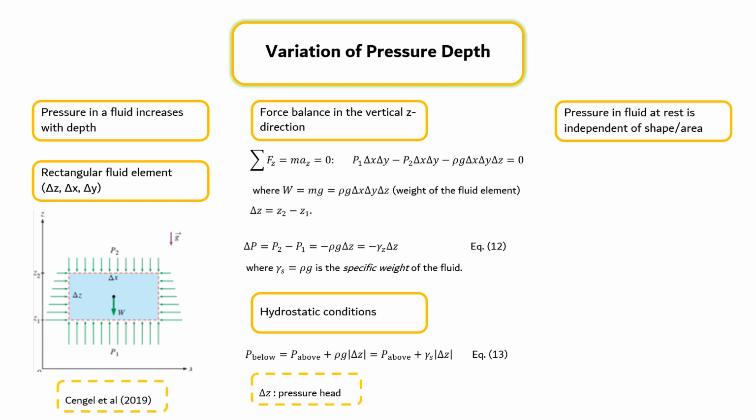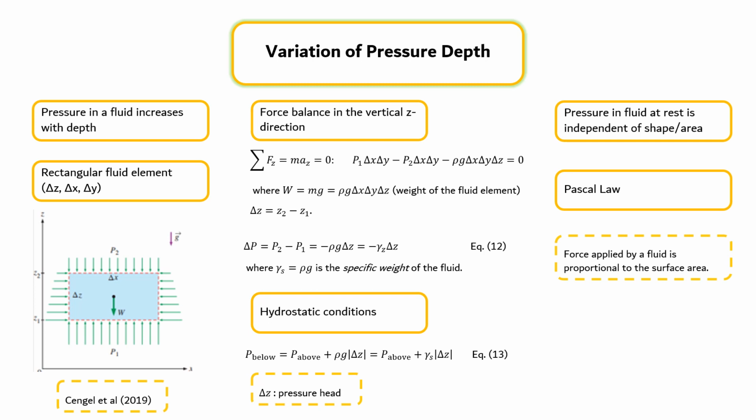Pressure in a fluid at rest is independent of the shape or cross-section of the container. It changes with the vertical distance but remains constant in other directions. Therefore, the pressure is the same at all points on a horizontal plane in a given fluid. A consequence of the pressure in a fluid remaining constant in the horizontal direction is that the pressure applied to a confined fluid increases the pressure throughout by the same amount, which is known as the Pascal's law. The force applied by a fluid is also proportional to the surface area as shown by equation 14.